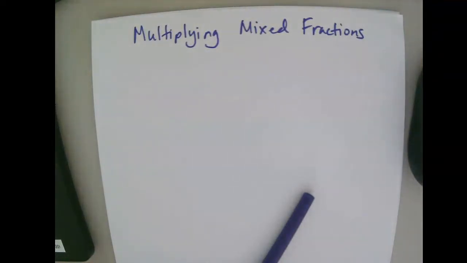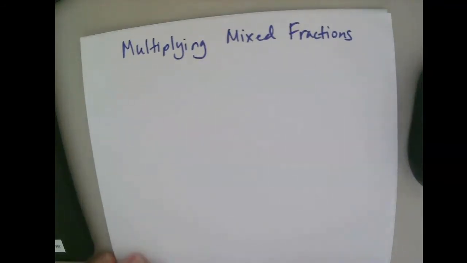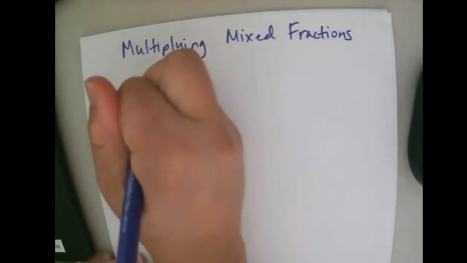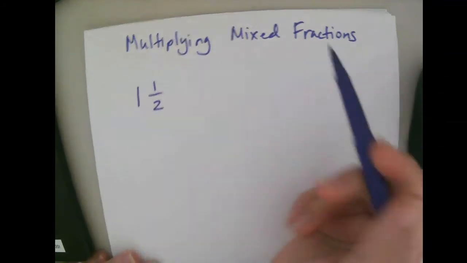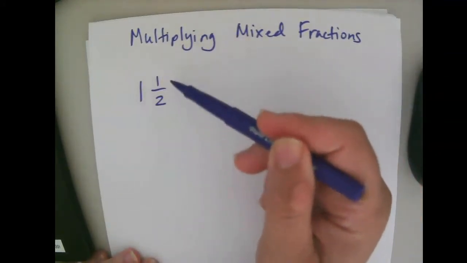Hey guys, so we're going to go over multiplying mixed fractions. When we talk about mixed fractions, we're talking about a whole number plus a fraction. So this is a 1 plus a 1/2.